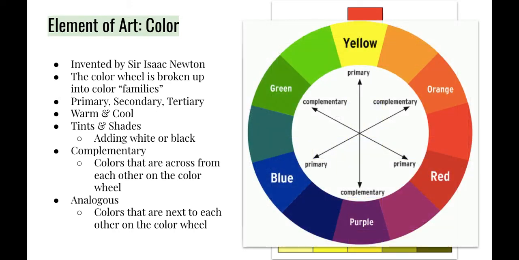Another color family is complementary colors. So these colors are across from each other on the color wheel. So if you take a look at the color yellow on this color wheel, directly across from it is purple. So therefore, yellow and purple are complementary. That means that when they are placed next to each other, they look the most vibrant.